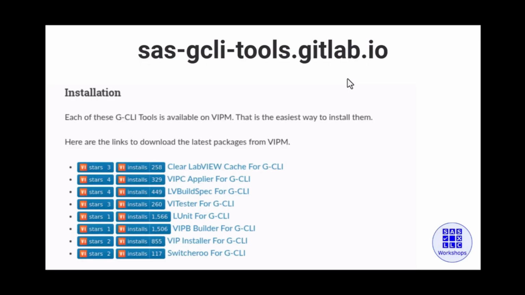Switcheroo is very interesting. So switcheroo and VIP installer are often used together because what I will do is I will write a set of tests against my library. So all the code that I'm going to put into VIPM is in a library. I write a set of tests against it. I run those unit tests. That's great. Then I build the package. Then I install the package. And when I install it, I change the name of the library so that there's no name collisions.